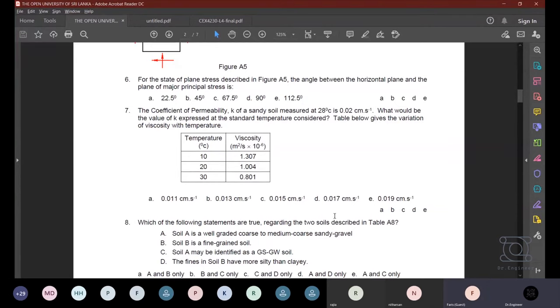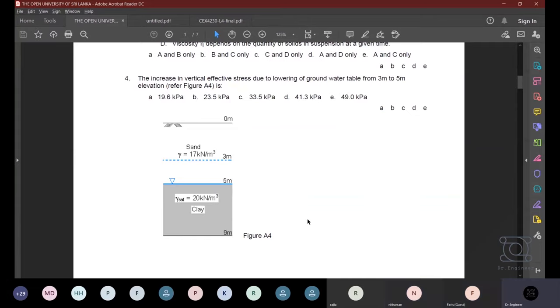Can you explain question number 4 again, please? Question number 4, effective stress. Yeah, that's fairly simple, right? So that's not a big deal. Wait, give me a second. So here, if you see, you are not changing the sand or clay. You're only adjusting the water table. So the total stress, sigma, is the unit weight of soil times its height. We are not changing the unit weight. We are not changing the height of the soil. So total stress does not change, right?